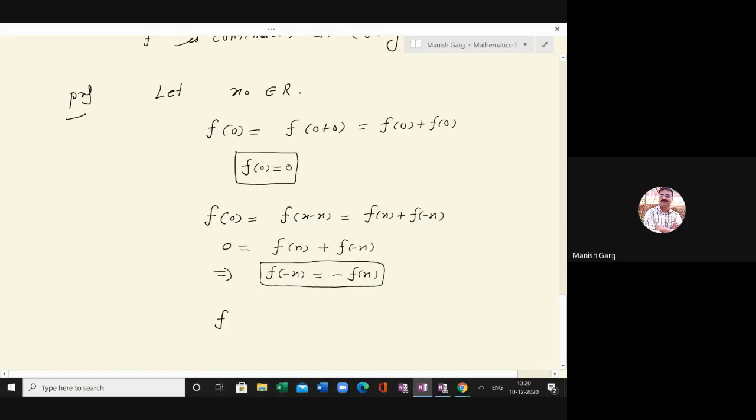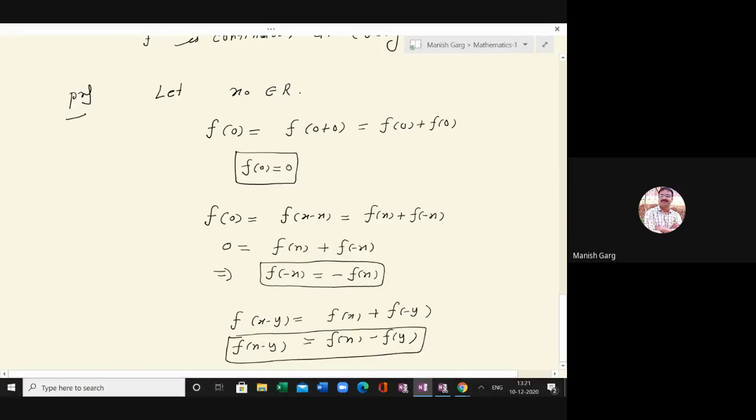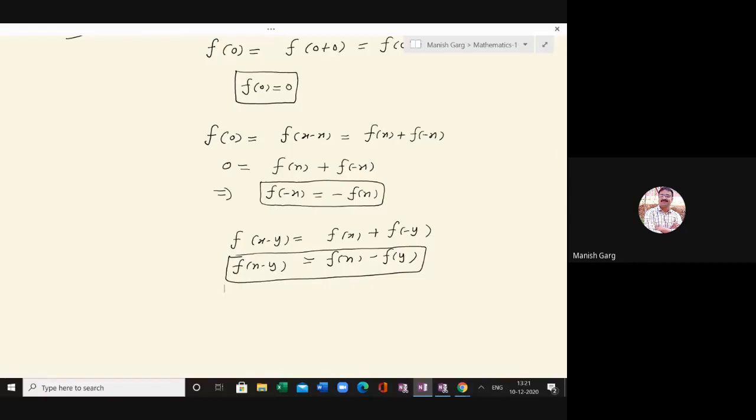Now, one more thing. What is f(x minus y)? So f(x minus y), you can write f(x) plus f(minus y), and f(minus y) is minus f(y). So this is another condition you can write: f(x minus y) is equal to f(x) minus f(y).